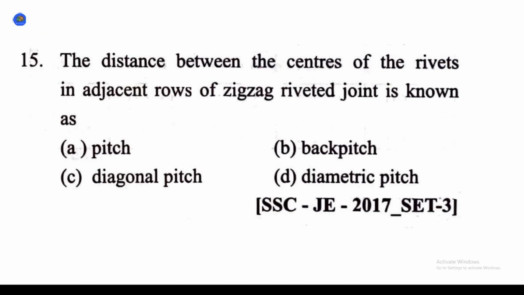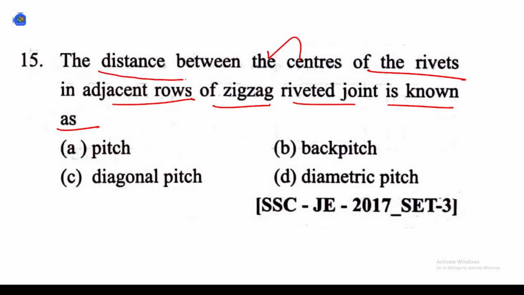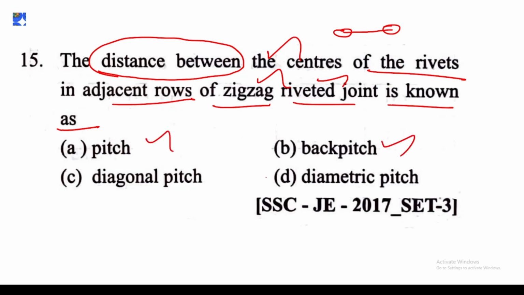The distance between the centers of rivets in adjacent rows of a zigzag riveted joint is known as. They are asking you to connect this relation, the distance between the centers of two rivets of an adjacent zigzag riveted joint. Option A, pitch. Option B, back pitch. Option C, diagonal pitch. Option D, diametric pitch.